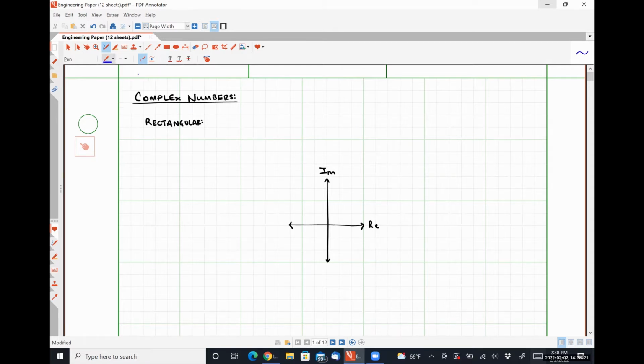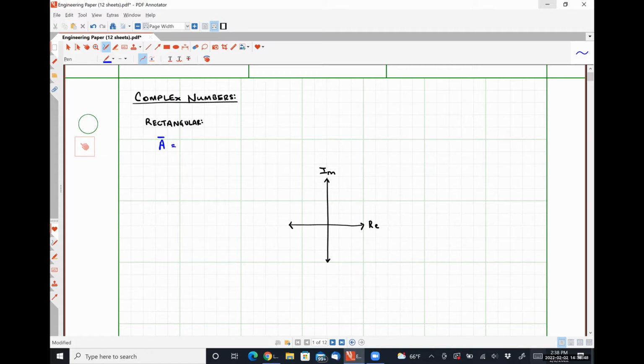So let's say that I have a complex number, and I'm going to call it A. Anytime I have a bar over a quantity like that, it means I'm dealing with a complex number, okay? In textbooks and things, complex numbers are usually expressed in boldface, but I don't have the capability of writing in boldface. So I'm going to put a bar over the top to let you know when I'm talking about a complex number.